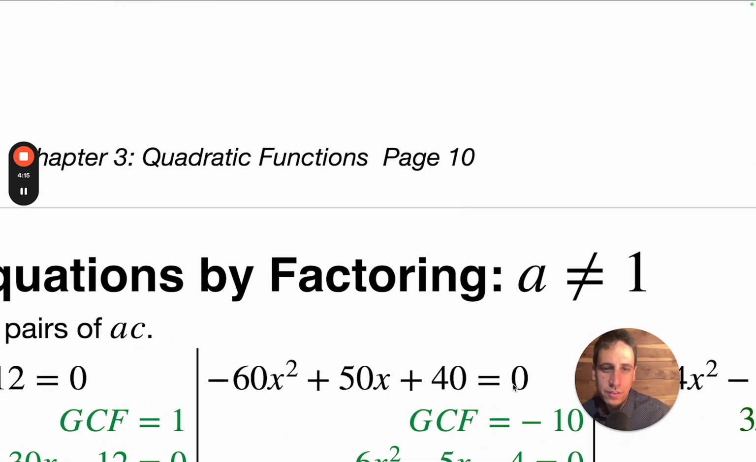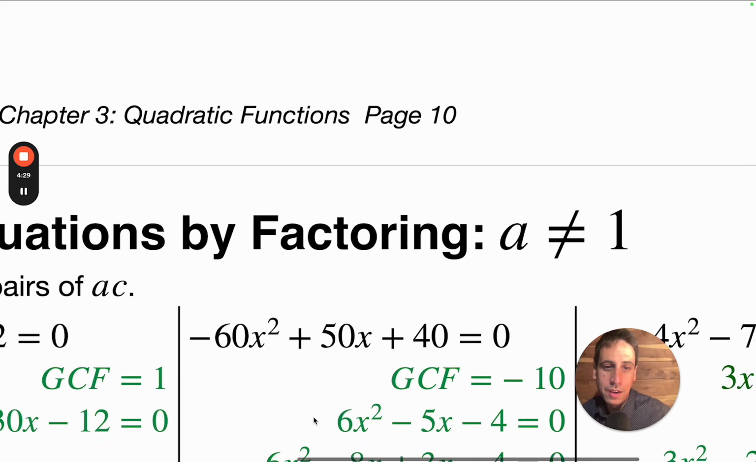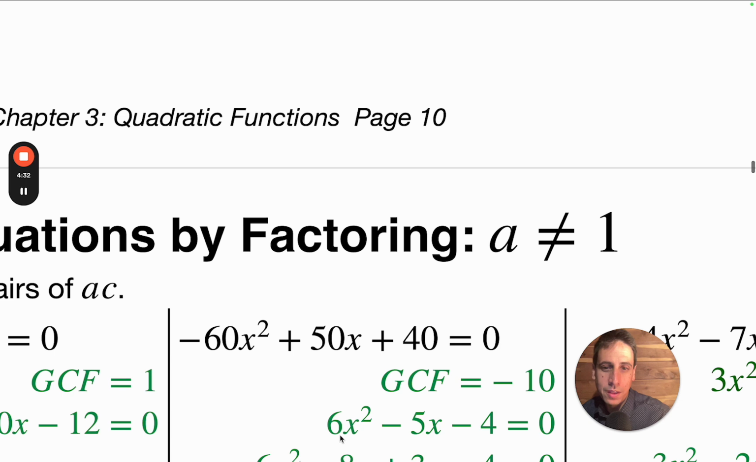All right. First step, it's already set equal to 0. We find a GCF of negative 10. I could have chosen 10 to divide all the terms on both sides by, but I'm going to choose negative 10 because my preference is to keep this a value positive. So when I divide each term by negative 10, and 0 divided by negative 10, we get 6x squared minus 5x minus 4.